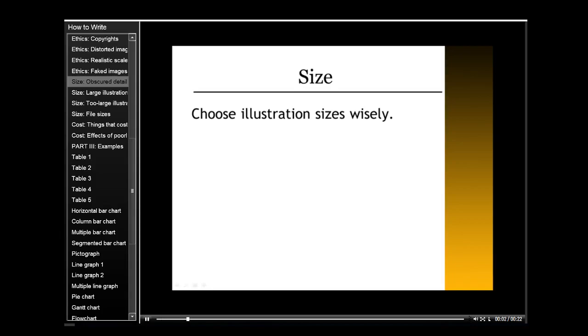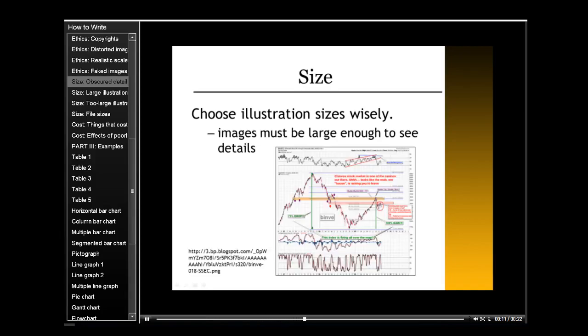Choose your illustration sizes very wisely. When you put an illustration in, you have to make sure that the image is big enough to see details. Something like this, we can't see it at this size. Even if we blew it up, it would be really, really busy. The scale is too small, so this particular thing would need to be redone entirely.